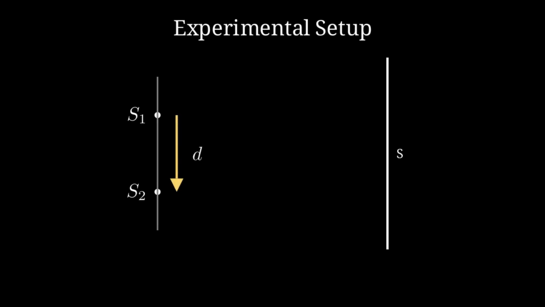To derive the fringe width, we define our geometry. Let the distance between the two slits be small d, and the distance from the slits to the viewing screen be capital D. This setup allows us to observe the interference pattern.